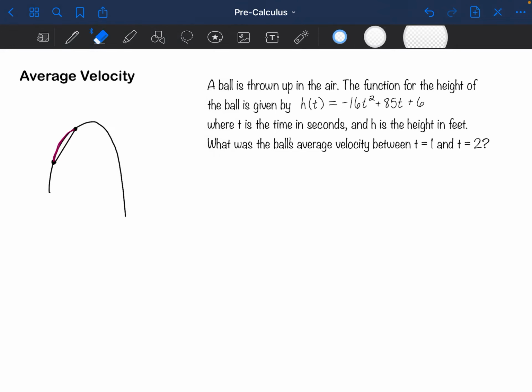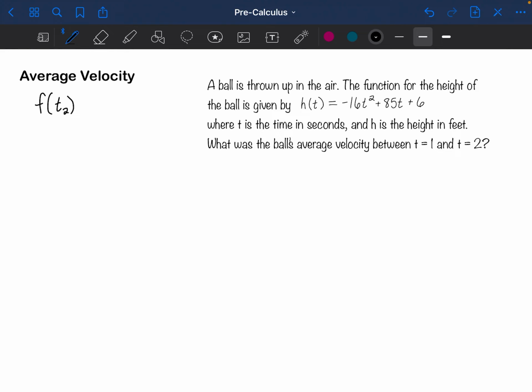So to figure out the slope of that line, we just have to use the slope formula, but we write it a little differently because we're talking about average velocity. So I'm going to write f of t2, this is just the y value, minus f of t1, divided by t2 minus t1. So if we want to find the average velocity between these two points, we can just plug it in and use the formula, right?